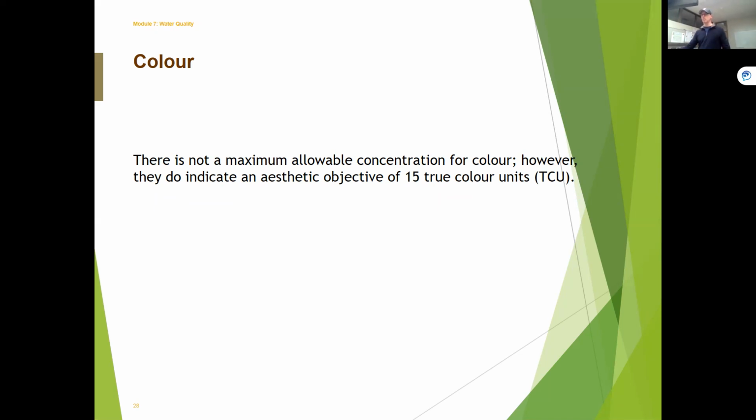And again, colors removed through the coagulation process. So that's super important also to think about. I've got one more unit to show you here, since we're on this topic.